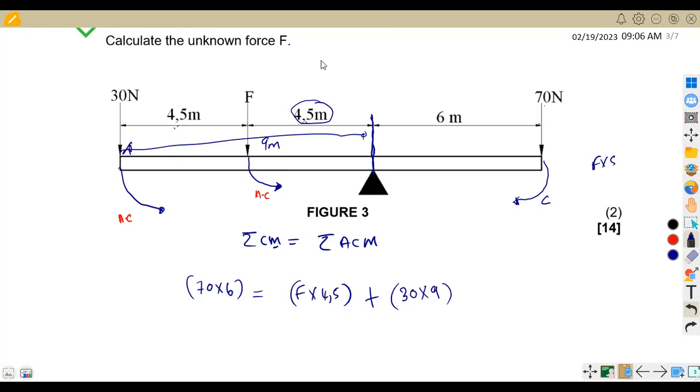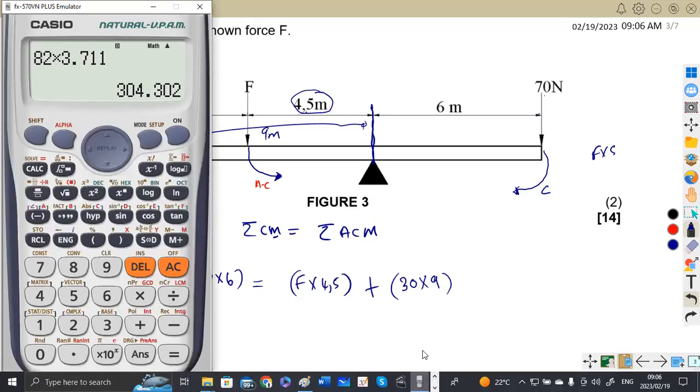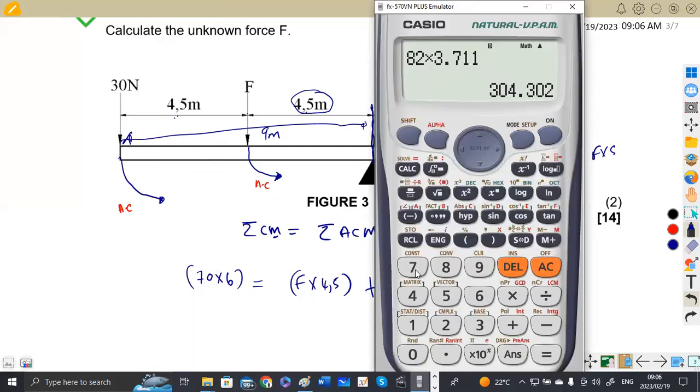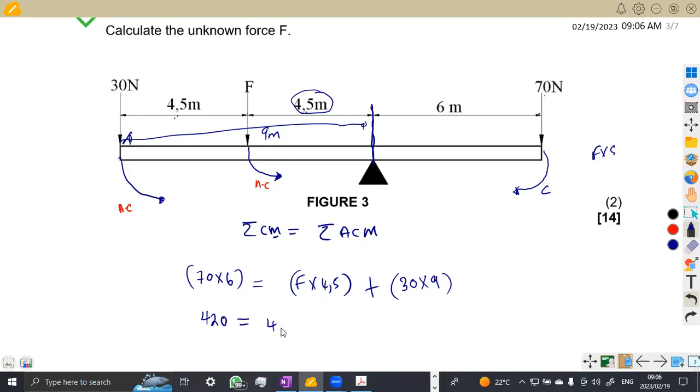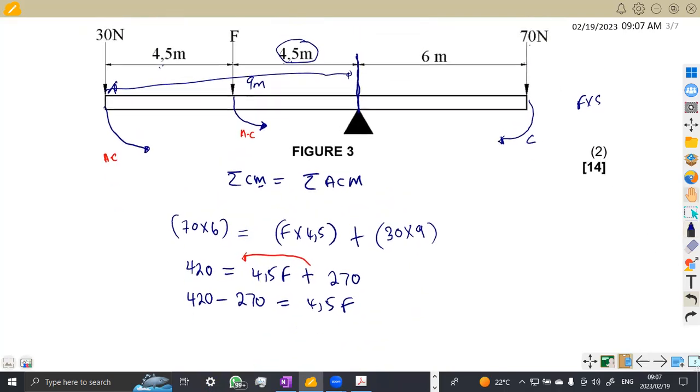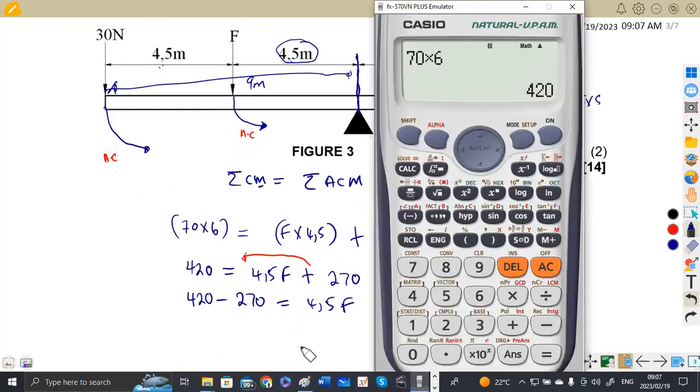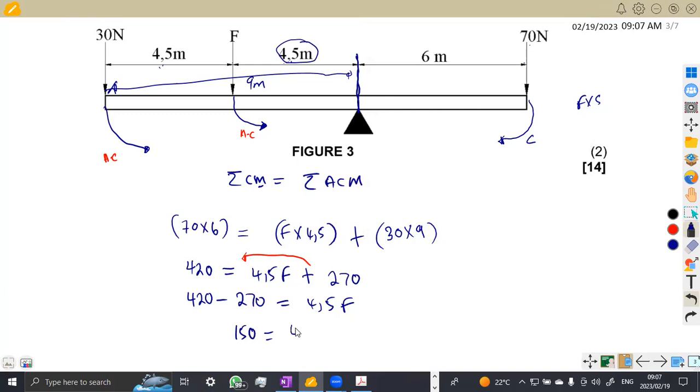Okay, so let's just show our calculator. Let's show everything on the screen so that we can have our calculator here. So the first one, that is 70 times 6, which is 420. So 420 is equivalent to 4,5 F plus 30 times 9, which is 270 in this case. So we are going to transpose so that we can find the value of F. If we transpose this to this side, it's going to be a negative. So that's 420 minus 270 is equal to 4,5 F. All right, so let's combine everything here. 420 minus 270, from our calculator, is going to be 150. So 150 is equal to 4,5 F.